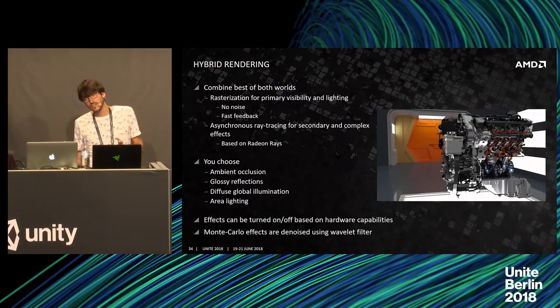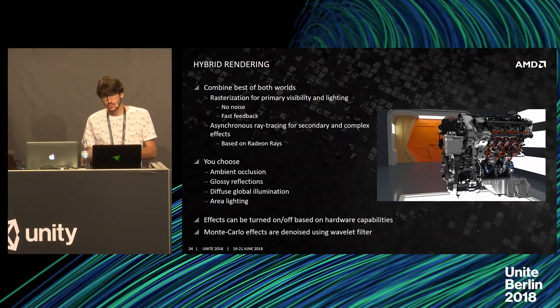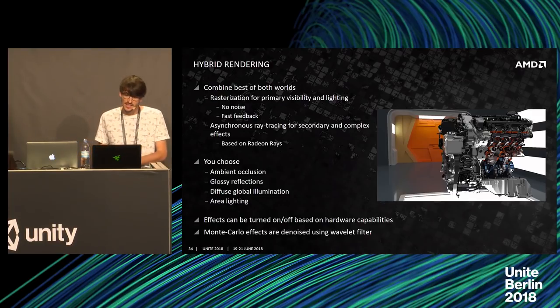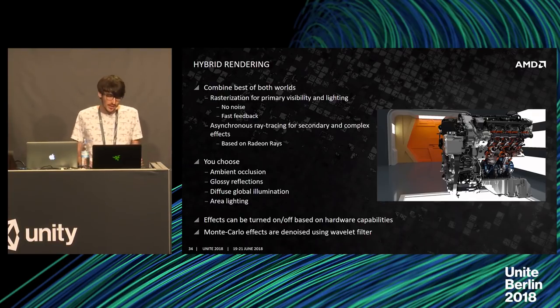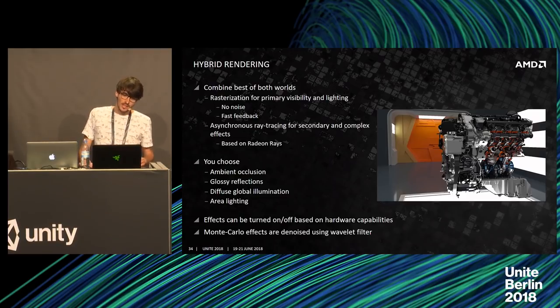So such a technique, combining the rasterization of real-time engine with ray tracing techniques, is called hybrid rendering, and the idea is to combine the best of both worlds. So we keep rasterization where it's good at, which is primary visibility and primary lighting. Gives you noise-free, very fast feedback. And we keep ray tracing where it's good at, which is secondary effects, secondary lighting and more complex effects.